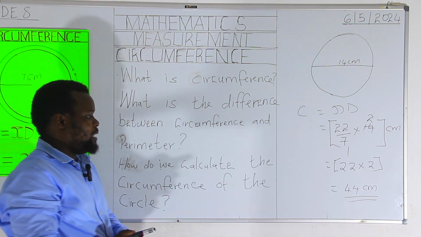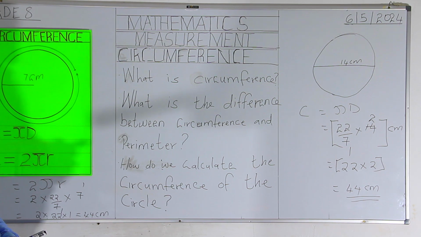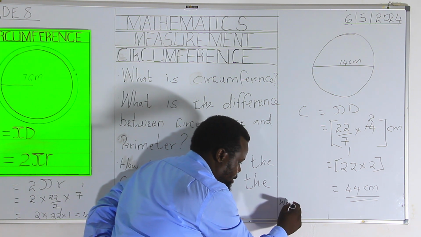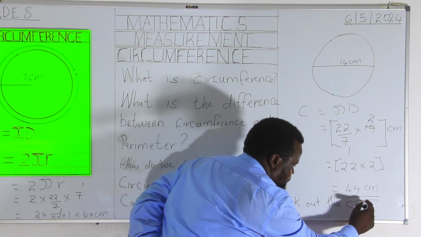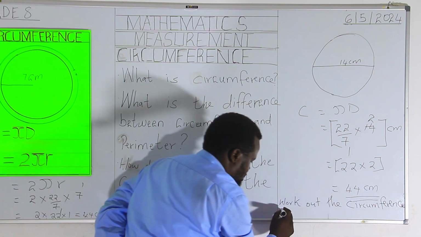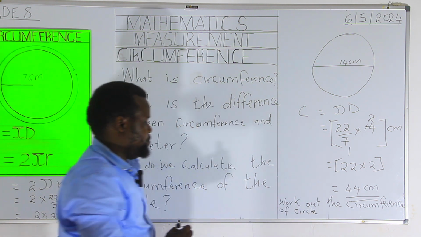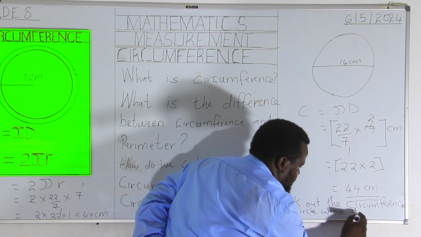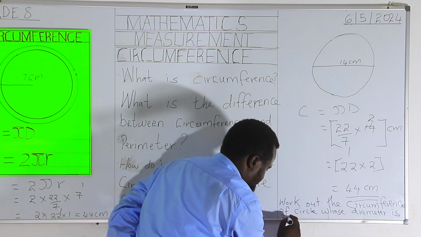I've applied both formulas, and today I will give you one sum to go and try, and you are going to work out the circumference of a circle whose diameter is 28 centimeters.